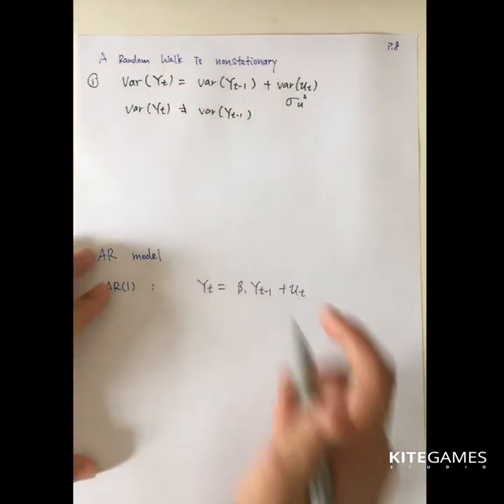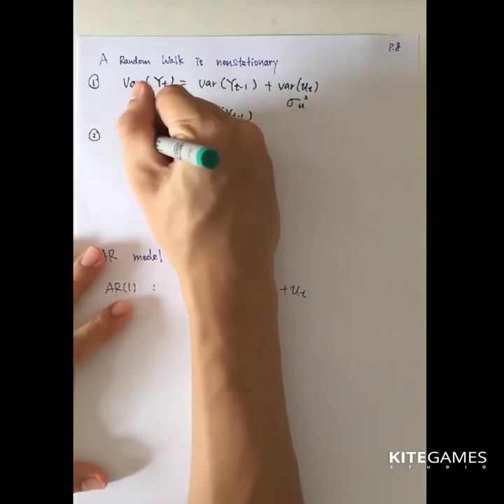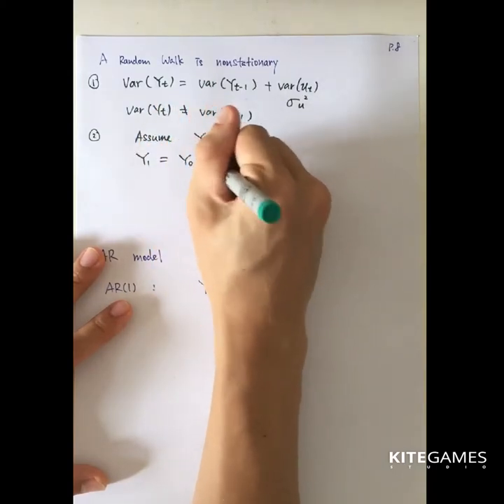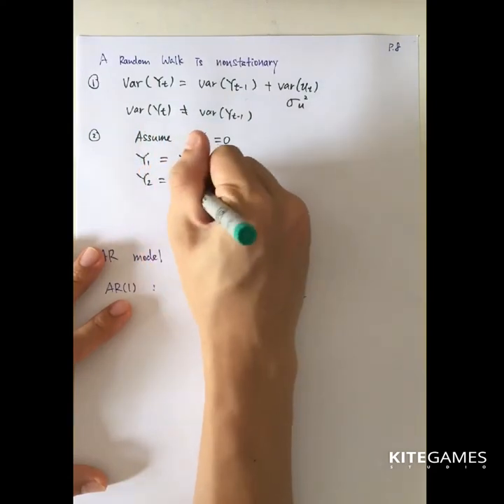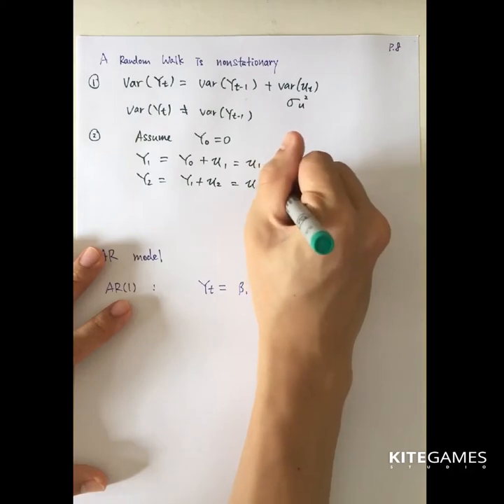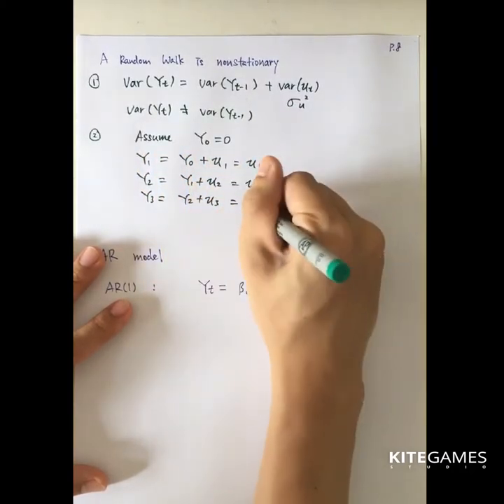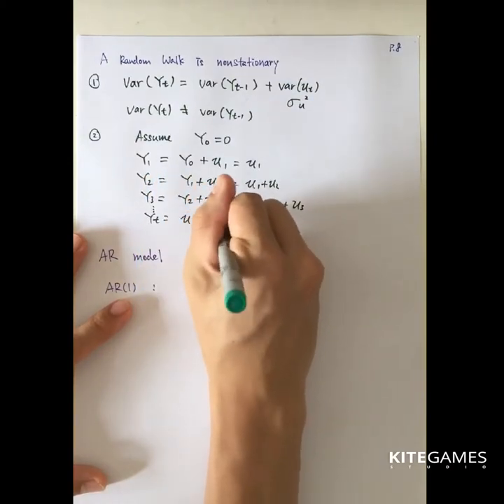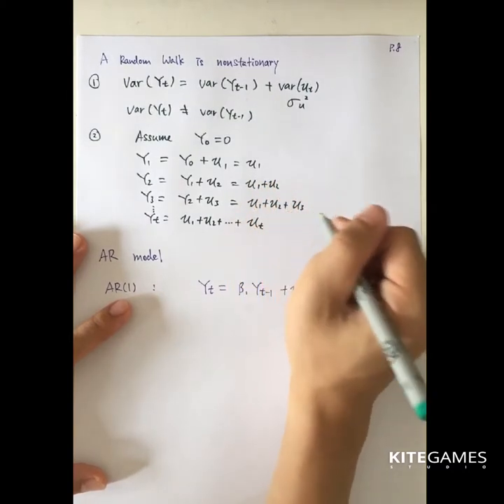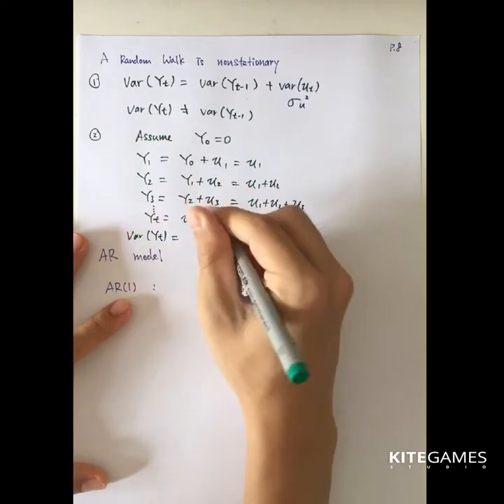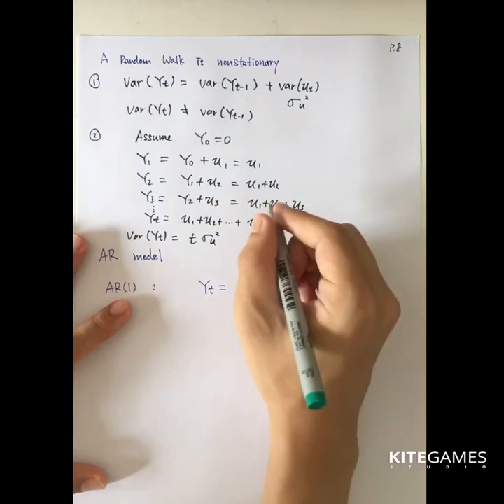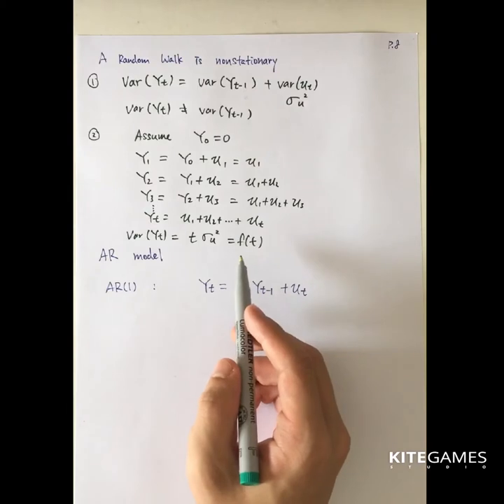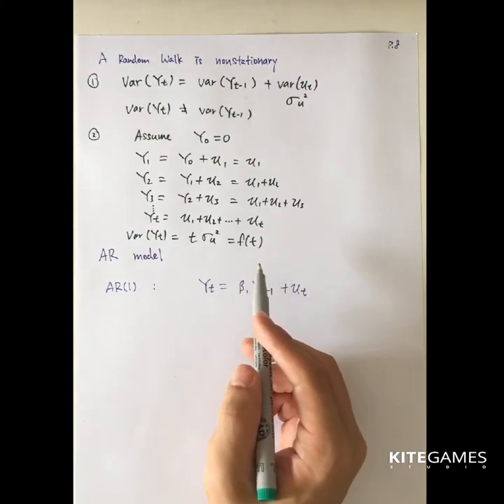Another proof is that, assume y0 is 0, then y1 would be y0 plus u1, that is u1. y2 will be y1 plus u2, that is u1 plus u2. So y3 is y2 plus u3, that is u1 plus u2 plus u3. So you have a trend. yt would be equal to u1 plus u2 plus dot dot dot up to plus ut. As a result, the variance of yt is t times the variance of u. You can see this is a function of time, so again it violates the stationarity assumption. The variance of yt cannot be a function of t if it is stationary. So this proves that the random walk model is non-stationary.